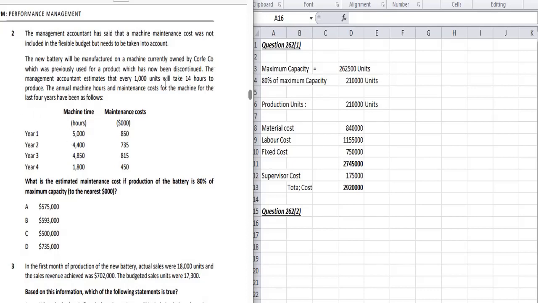First of all, for every 100 units we require how many hours? 14 hours. So how many units are we producing? We are producing 210,000 units, and for 210,000 units, how many hours will be required? It will require 2940 hours, right? So we need to find out the maintenance cost for 2940 hours. Now let's use the high-low method.